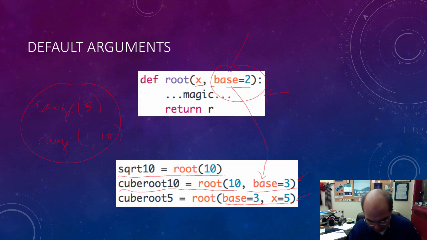I guess I didn't give you an example, but you can also say root 10 comma 3, okay, like this. Root 10 comma 3, and it just knows the first argument, which is x, is 10. The second argument, which happens to be the base now, is 3. So you don't actually have to provide the name, just like in range, see? We just say 1 comma 10. So whatever actually works for your particular case is good.